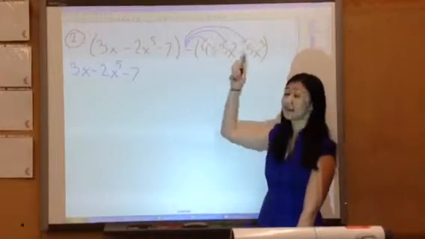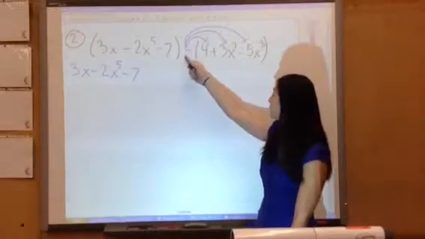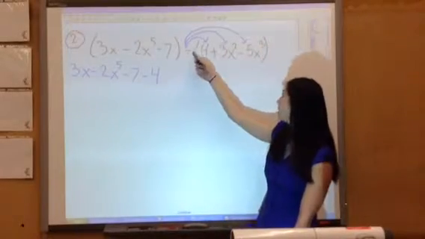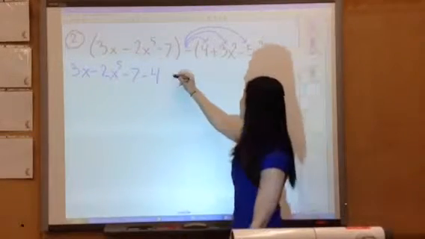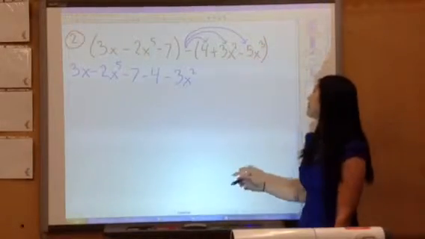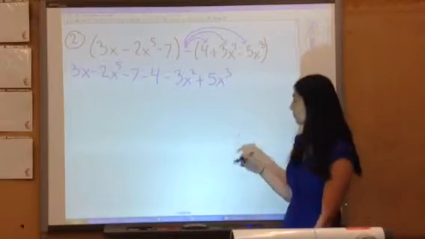And we're distributing the negative. Remember, it's just like multiplying by negative 1. So we have a negative 1 times 4, that gives me minus 4. Negative 1 times 3x squared, that's minus 3x squared. And negative 1 times negative 5x cubed, so that's a plus 5x cubed.